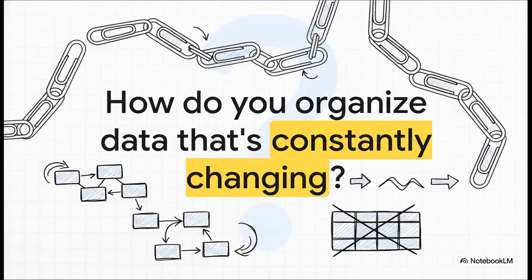So let me ask you this. How do you deal with data that's always in flux? I want you to picture a chain of paper clips, right? You can easily add a new clip in the middle, pull one off the end, or flip the whole chain around without having to move every single other clip. Well, that's exactly the problem linked lists solve so beautifully. They're designed for data that needs to be dynamic, unlike a rigid, static array.